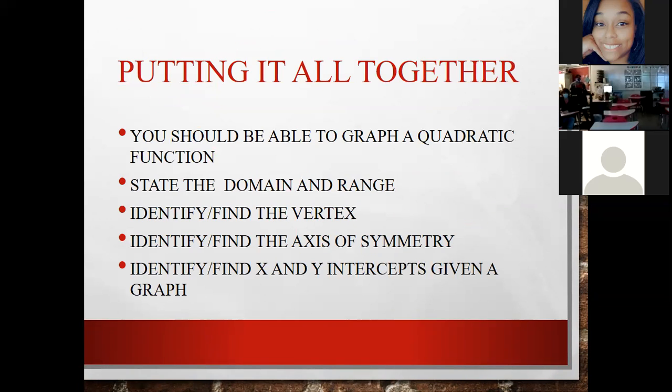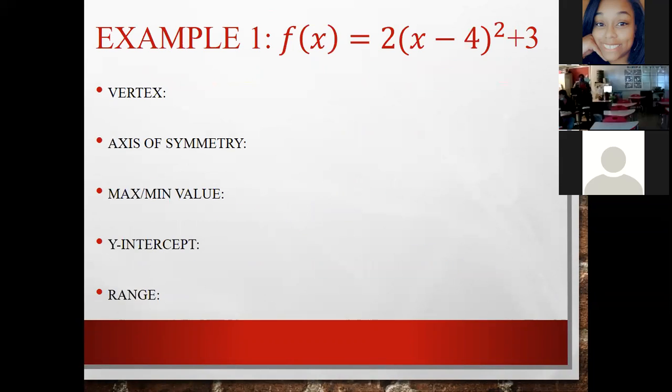So putting it all together. So at this point, you should be able to graph a quadratic function, state the domain and range, identify/find the vertex, identify/find the axis of symmetry, and identify/find the x and y intercepts given a graph. Okay, so that's when they all come together, all the attributes of the quadratic. Okay, so here we go. We're going to put it all together and see what we can do.